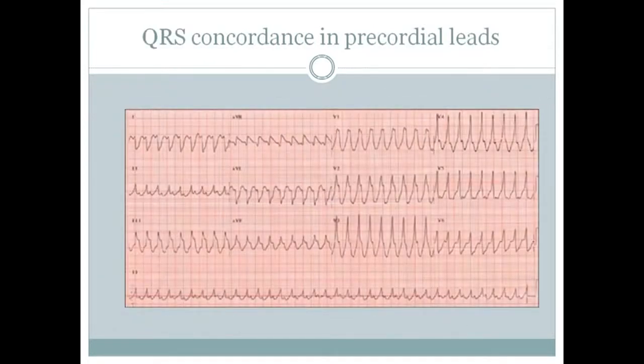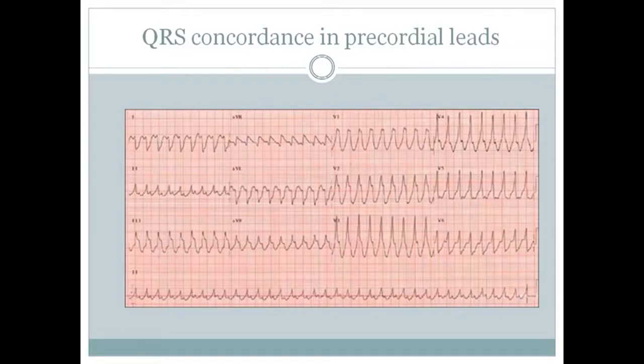Concordance in precordial leads, okay? This is positive concordance. All the precordial leads are positive, okay? That's not normal. That's VTAC until proven otherwise. You can have negative concordance, all of them negative. That's not normal, okay? What is the difference? One is sometimes positive, one is sometimes negative. It's just basically where the rhythm is coming from.